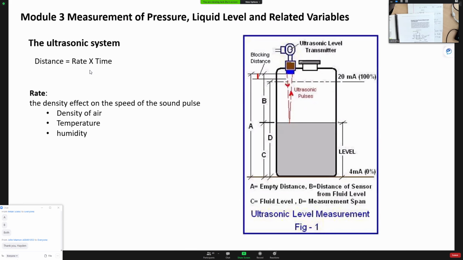The ultrasonic system just sends an ultrasound signal. When it reaches the liquid surface, it bounces the signal back. Then you can calculate the time for the signal to travel there and bounce back, and from that you can calculate the distance down there. That's how you can know the level of the liquid.